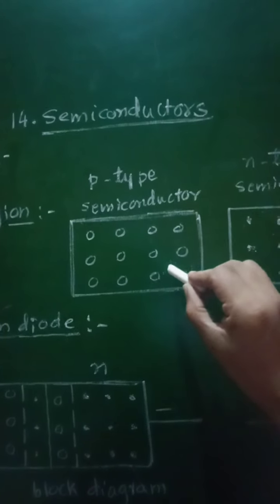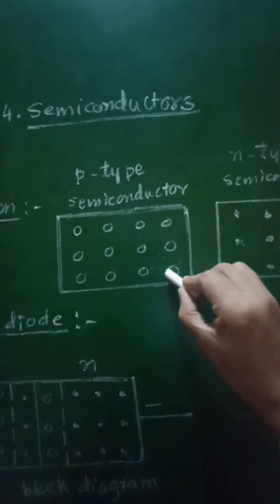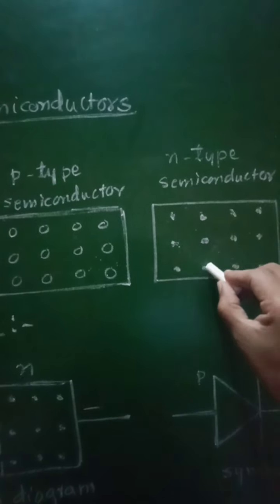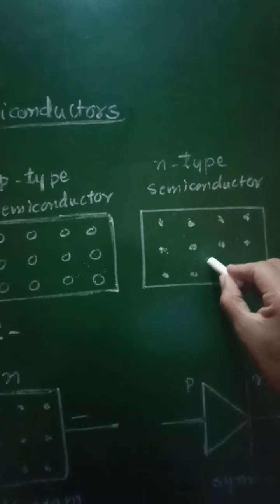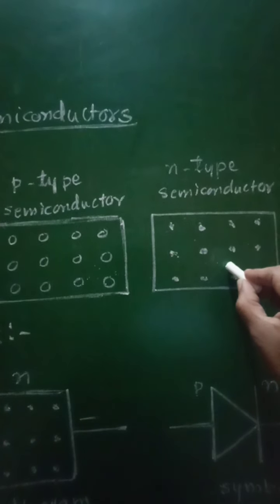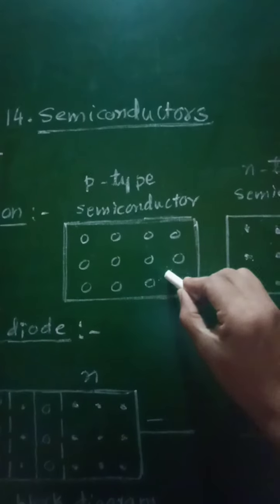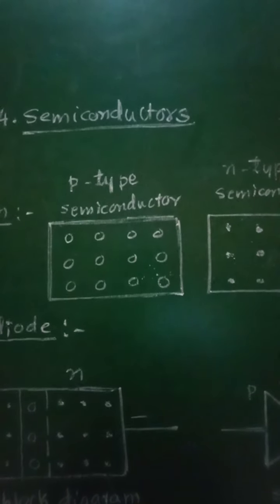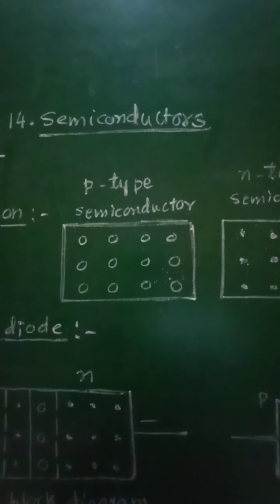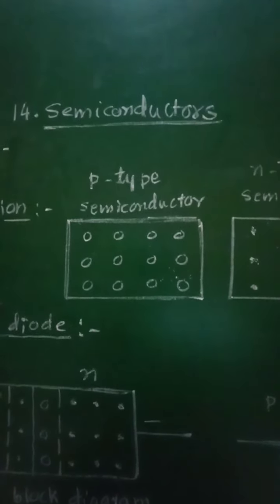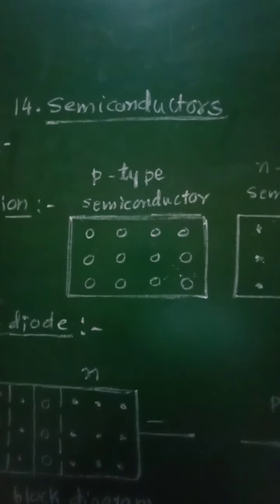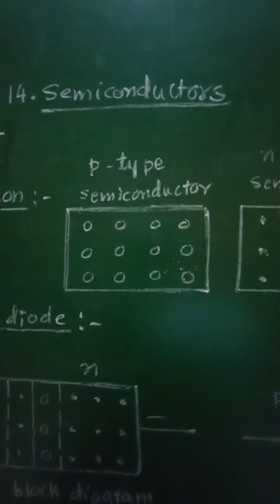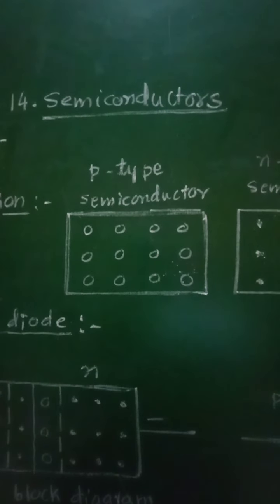P-type semiconductor will contain a large number of holes and n-type semiconductor will contain a large number of electrons. When such n-type semiconducting material and p-type semiconducting material are fused together, it will form a p-n junction. So when n-type and p-type semiconductor materials are fused together or joined together, a p-n junction is formed.